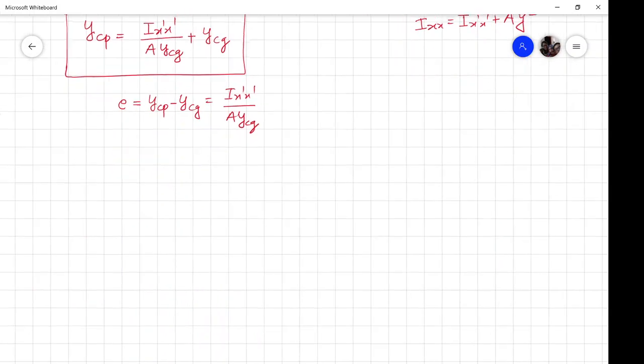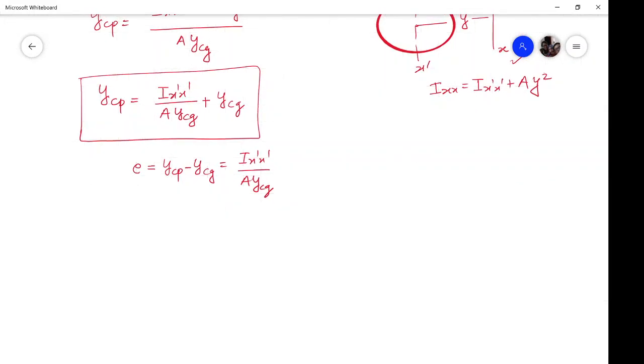Okay, so always remember that the center of pressure will always be lying below the center of gravity by this amount. And one more thing, center of gravity and center of pressure will approach each other only when y center of gravity is tending to infinity. That is, when the plate is very far within the fluid, then only the y center of pressure will be approaching close to the center of gravity. Otherwise there will be a substantial difference between them.